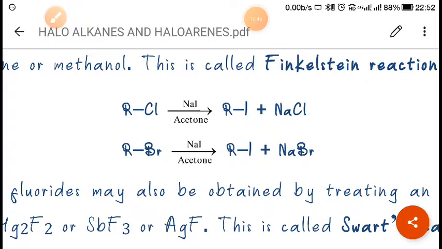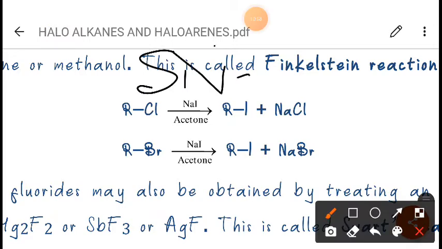The two basic concepts are that NaBr or NaCl will form a precipitate, so it will not go reverse in the reaction. And the second is that the reaction is SN2. This reaction is an SN2 reaction, and there will be an inversion in configuration.